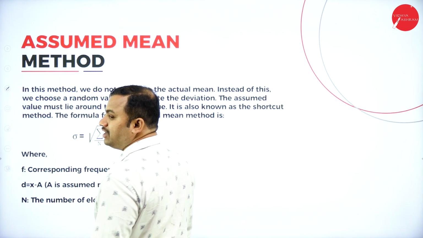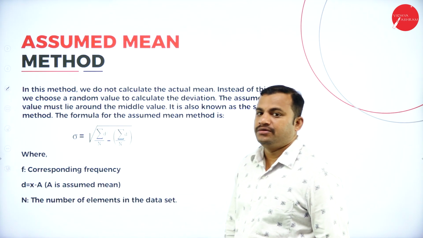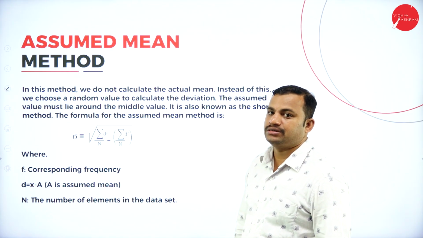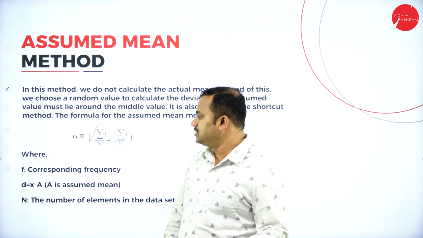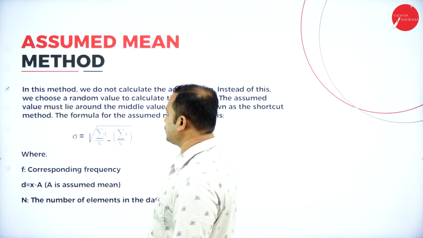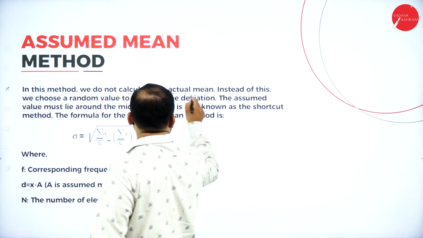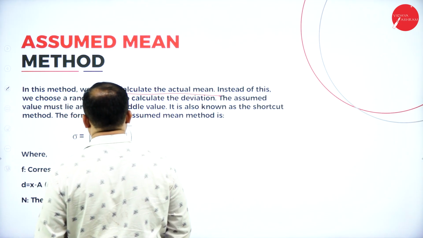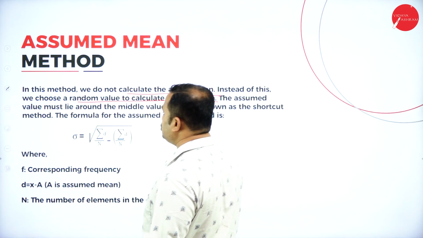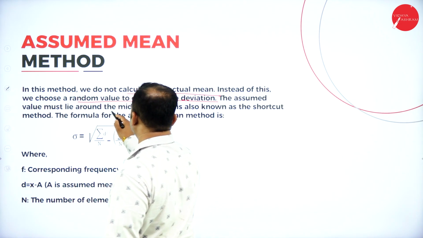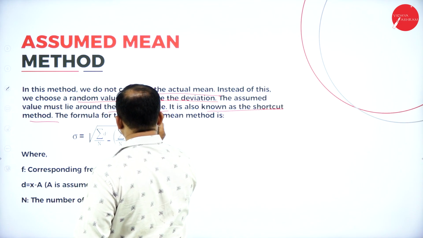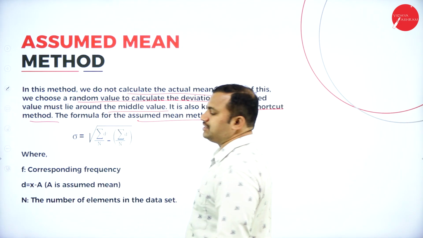Then we have the next type of data for which we have to find out the assumed mean. The mean is different, the assumed mean is different. What is the meaning of assumed mean? Let me tell you that. We do not calculate the actual mean; instead we choose a random value to calculate the deviation. The assumed value must lie around the middle value. It is also known as the shortcut method and also called the assumed mean method.